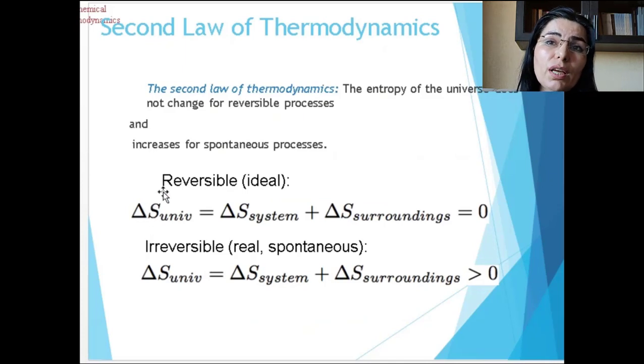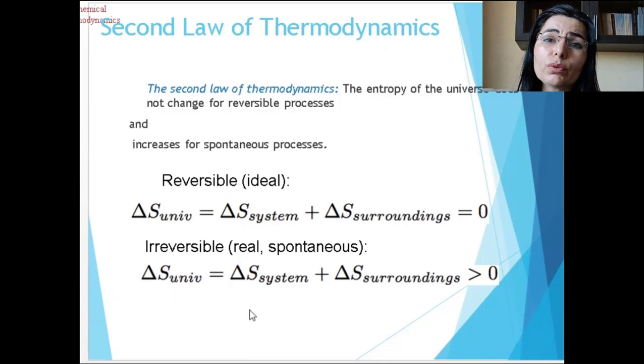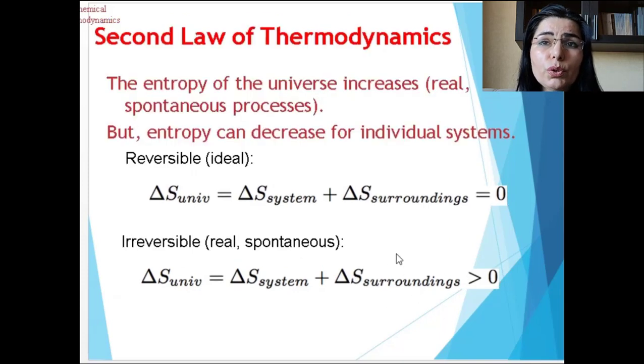The second law of thermodynamics: the entropy of the universe doesn't change for reversible processes and increases for spontaneous processes. For reversible processes, delta S universe is equal to delta S system plus delta S surroundings, which is equal to 0. Irreversible processes are real and spontaneous, and in irreversible processes, delta S universe is equal to delta S system plus delta S surroundings, which is more than 0. The entropy of the universe increases in real spontaneous processes, but entropy can decrease for individual systems.